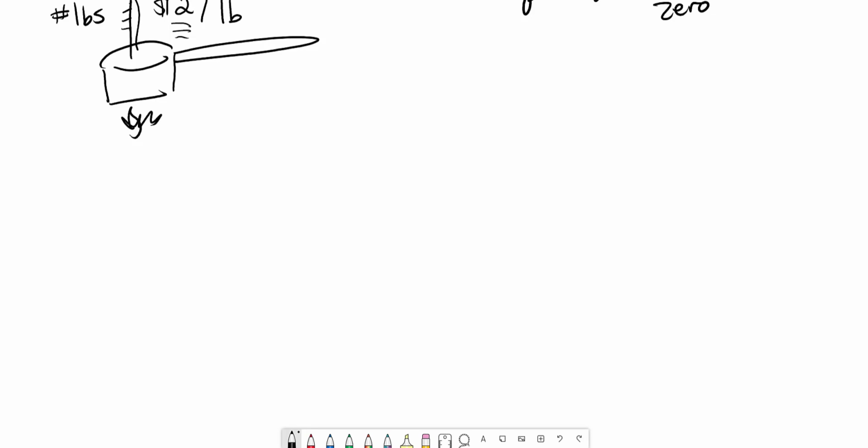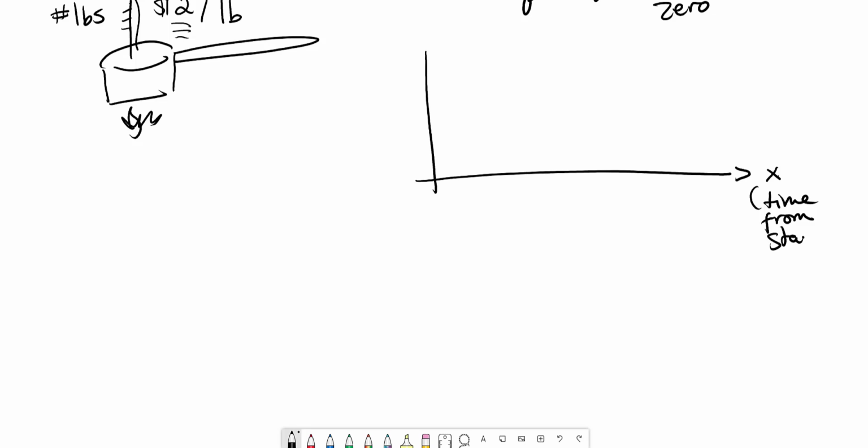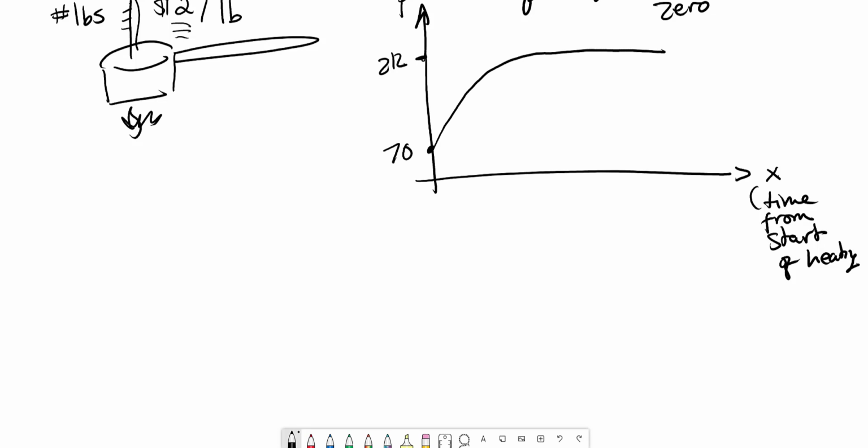And we can look at the temperature as a function of time. So if our x now is the time from start of heating, we may have started, say, at some temperature. Here, let's say we started at the temperature of 70 degrees Fahrenheit. We can go all the way up to 212 in a certain amount of time. But once it hits 212, it stays constant.